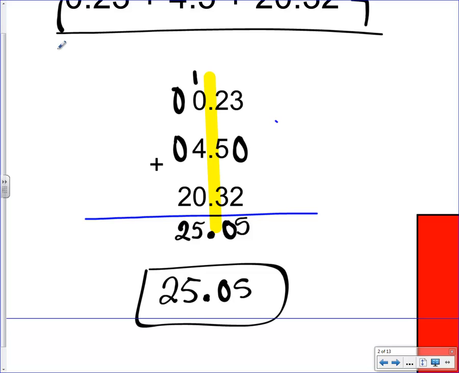Final answer. So line up the decimal places and add in each of the columns, carry, just like you have for years back in elementary school.